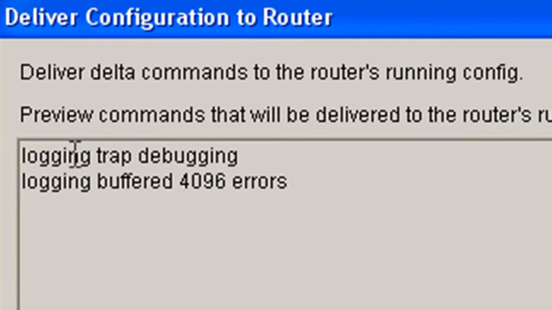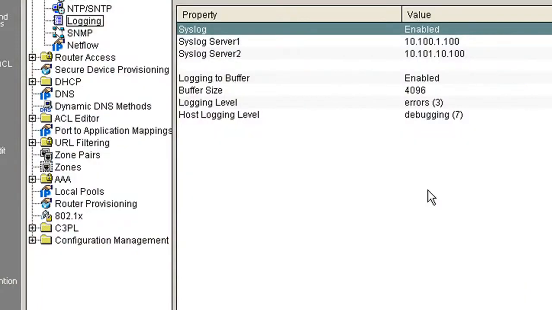And we can see the message here, logging trap debugging. That's setting the logging level for the remote syslog. And here it's setting the logging level for the local buffered. It's including the size once again because we had that on there. Normally you wouldn't need to have that if you're in the CLI. Let's go ahead and deliver this. Now we've completed our configuration.